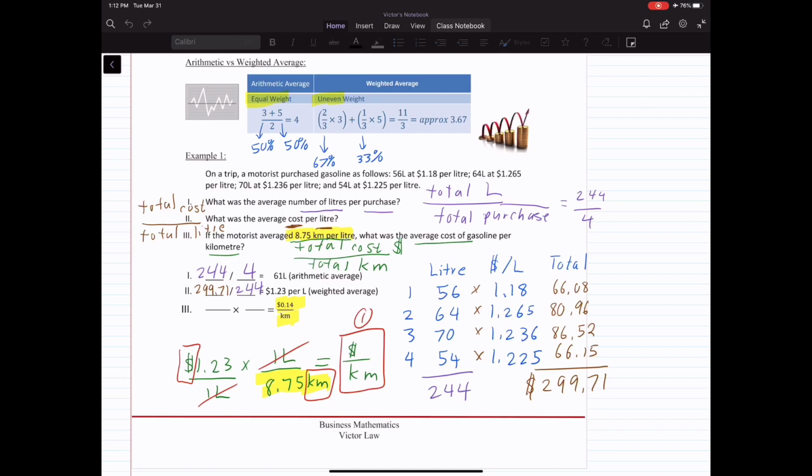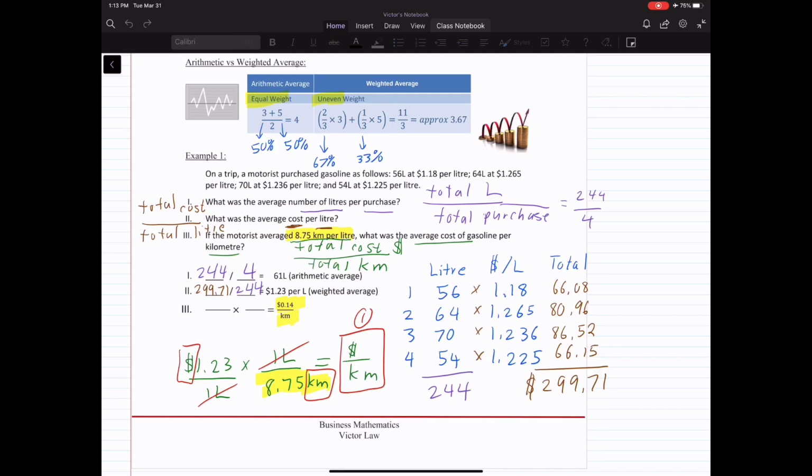Once we calculate the total cost, 299.71, we know that the total liter is 244. That was from part 1. So we divide these two numbers. We divide 299.71 divided by 244. We're going to get $1.23 per liter. And this is an example of weighted average. The reason this is an example of weighted average is because for each transaction, we have different number of liter purchased. And as a result, the weight of each purchase is different. So therefore, we have uneven weighting. So that's why we have weighted average.